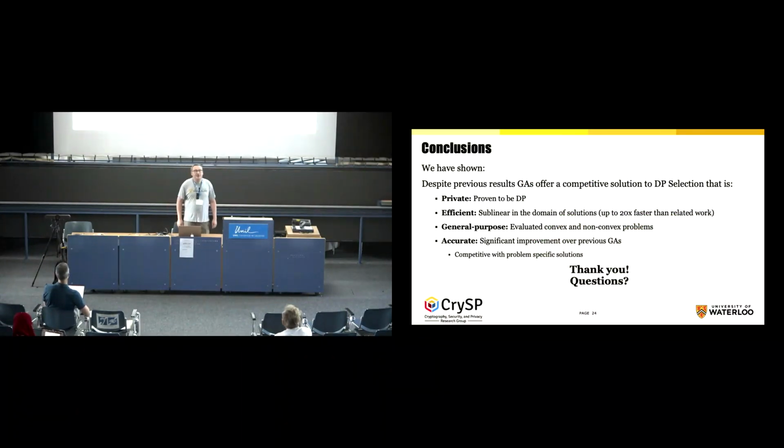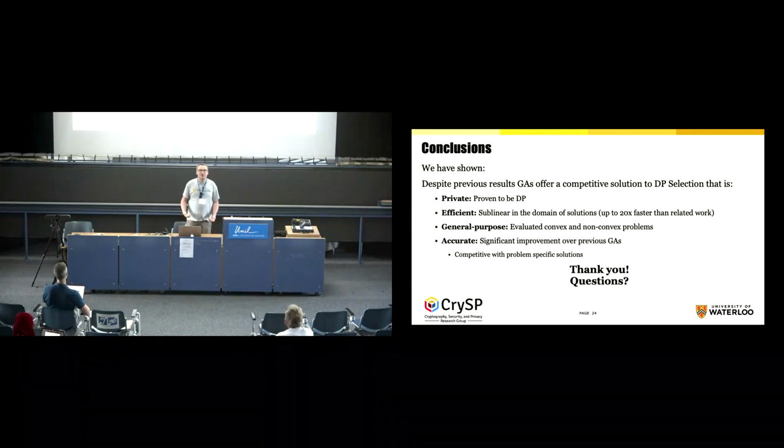So with that, I'll conclude. We have shown that despite previous results, GAs can have a place at the table in the DP selection problem. We've proven they're private with a privacy proof, which is quite simple. It's basically composing the exponential mechanism proof a bunch of times.